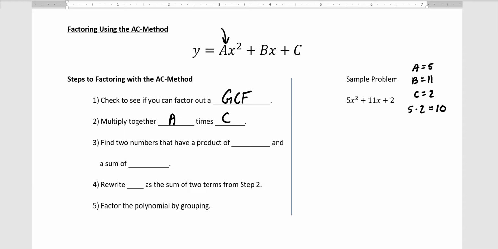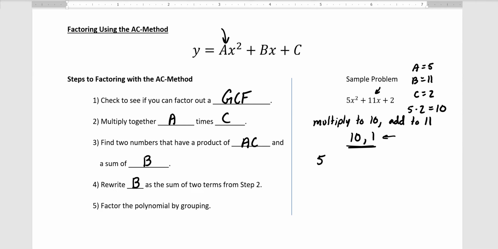So what I want to do is find two numbers that have a product of a times c and a sum of b. So I need two numbers that multiply to 10 and add to 11. Those numbers, of course, would be 10 and 1. So we're going to rewrite b, 11x, as the sum of two values added together using these numbers. 10 plus 1 is 11. So I'll say 5x squared plus 10x plus 1x plus 2.